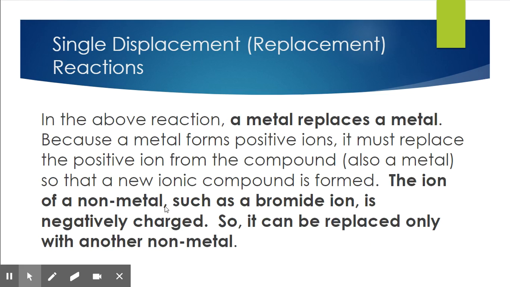In the above reaction, a metal replaces a metal. Okay, because a metal forms a positive ion, it must replace the positive ion from the compound, also a metal, so that a new ionic compound is formed. The ion of a nonmetal, such as bromine ion, is negatively charged, so it can only be replaced with another nonmetal.